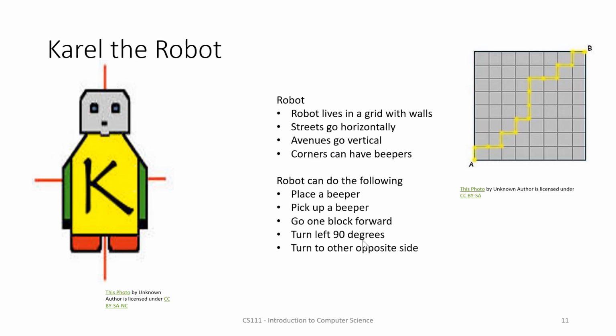So let's go ahead and design our object called Carol the robot. This is a very simple design. We think about what the robot contains. Let's suppose that the robot lives in a grid with walls. The robot cannot go out of this grid. Streets go horizontally and avenues go vertically. Corners can have beepers. So a robot can place a beeper if there is no beeper in the corner. A robot can have the following behaviors. It can place a beeper, pick up a beeper, go 1 block forward, turn left 90 degrees, and turn to the opposite side.